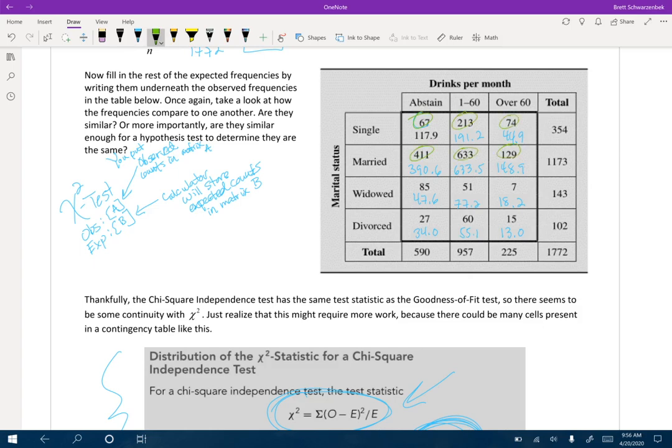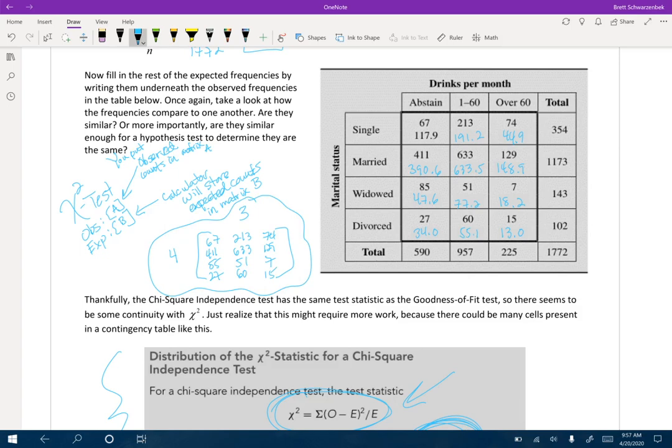So let's just talk about matrices for a second. I know a lot of students are not comfortable with matrices, but a matrix is a way to put data together in a table. Here there are 4 rows and 3 columns, so this is a 4x3 matrix. You would have 67, 213, 74, 411, 633, 129, then 85, 51, 7, 27, 60, and 15. So this is the matrix that you will need to enter into the calculator.